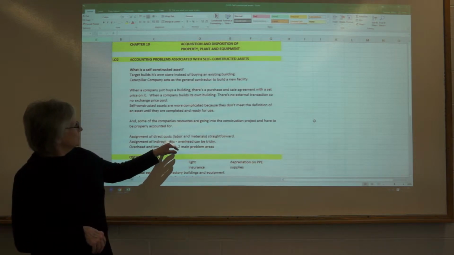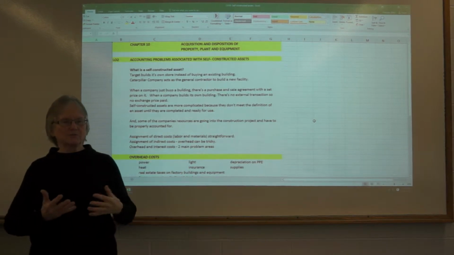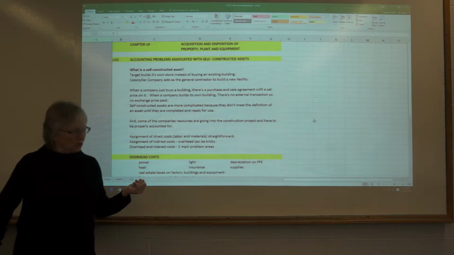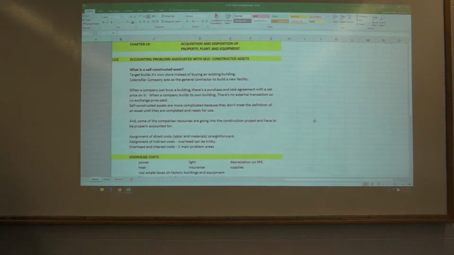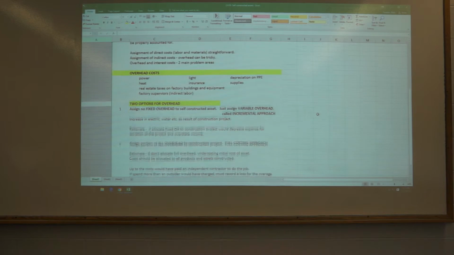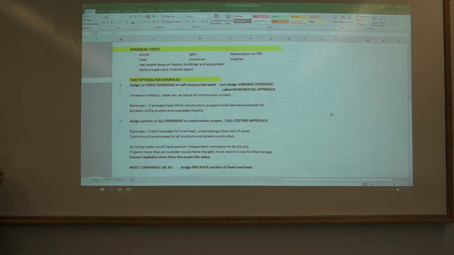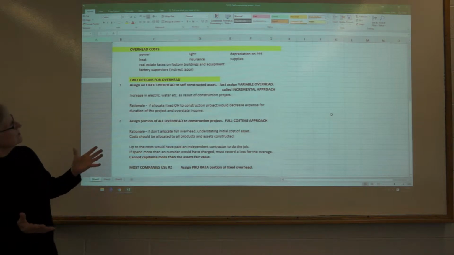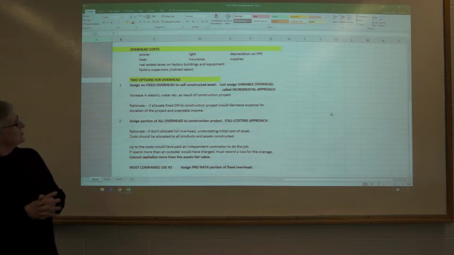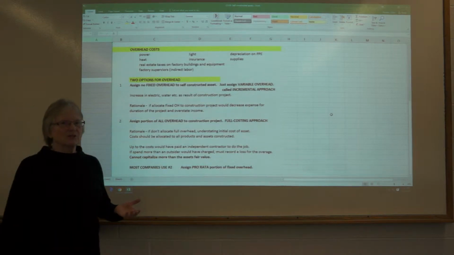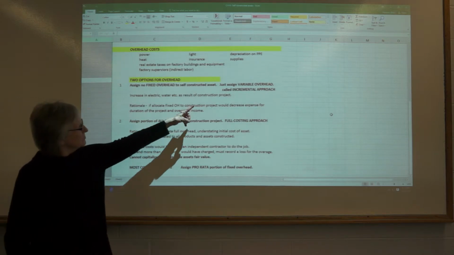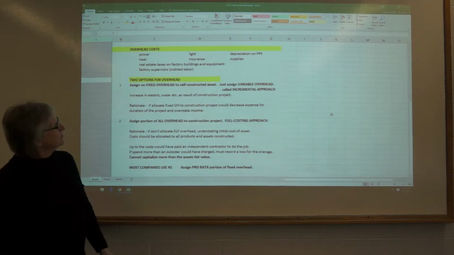Your direct costs of labor and materials that go into a construction project are fairly easy to determine. The assignment of overhead gets a little bit complicated. So what's our overhead? Just as a quick reminder, that's the utilities, the power, the light, water, heat, insurance, supplies, some factory supervision, your indirect labor, things like that. Now, companies account for it two different ways when they're doing a self-constructed asset. There's the incremental approach and the full costing approach.